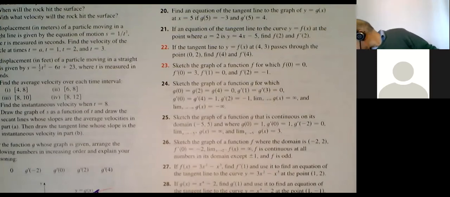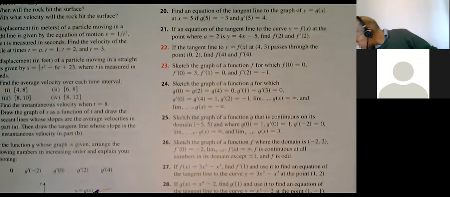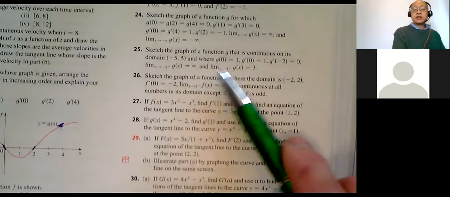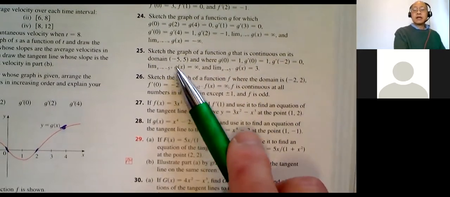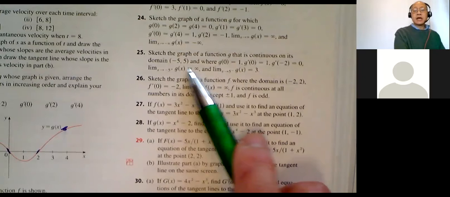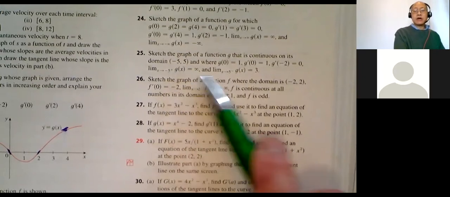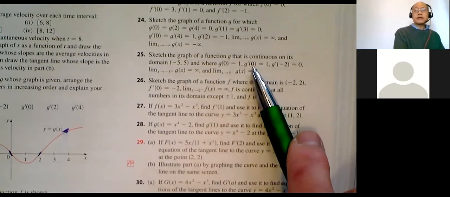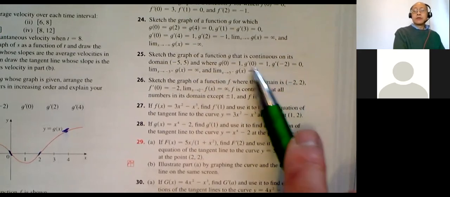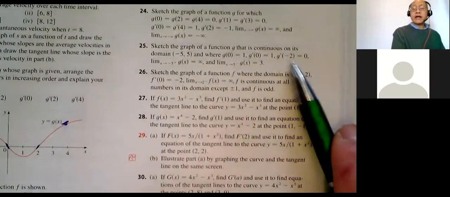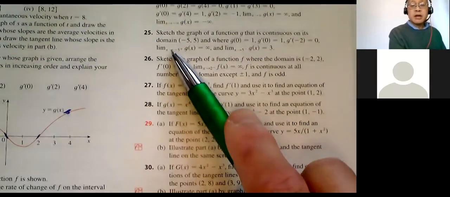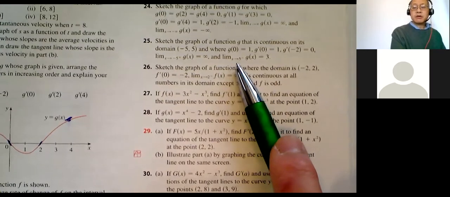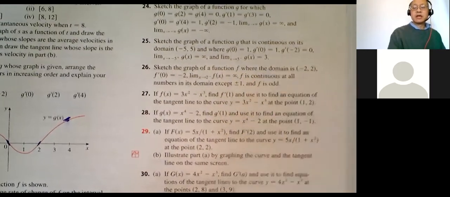25. Watch out here. Sketch the graph of a function that's continuous on its domain, (-5, 5). Notice it's parentheses, meaning don't include -5, don't include 5. G of 0 is 1. That's a dot. Slope at 0 is 1. Okay, so when it says G prime, it means slope. Slope at -2 is 0. Limit as x approaches -5 from the right is infinity. Limit as x approaches 5 from the left of G of x is equal to 3.